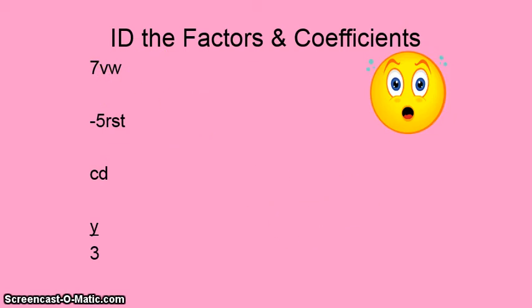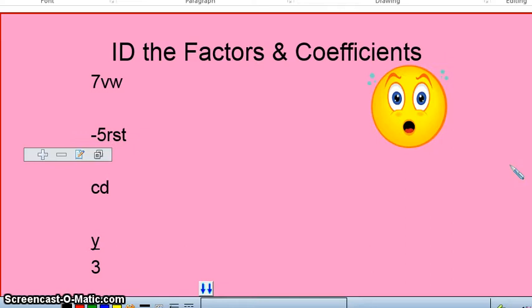In this example, we have some terms, and we need to identify the factors and the coefficients. Over here, we see 7vw. 7 is being multiplied by v and w. So the factors are 7, v, and w. The coefficient in this case is 7 because it is the number that's being multiplied by the variables.